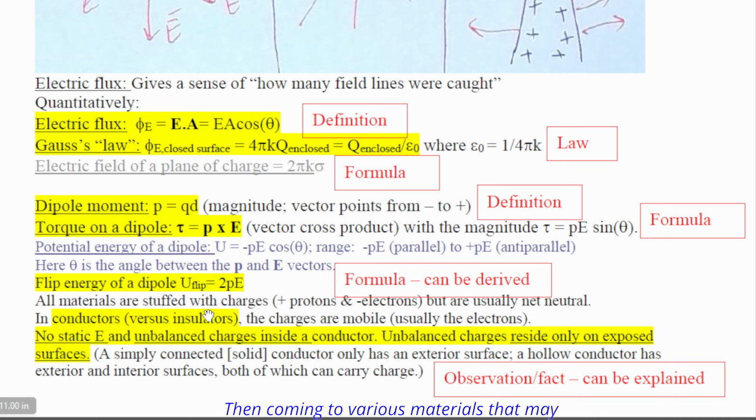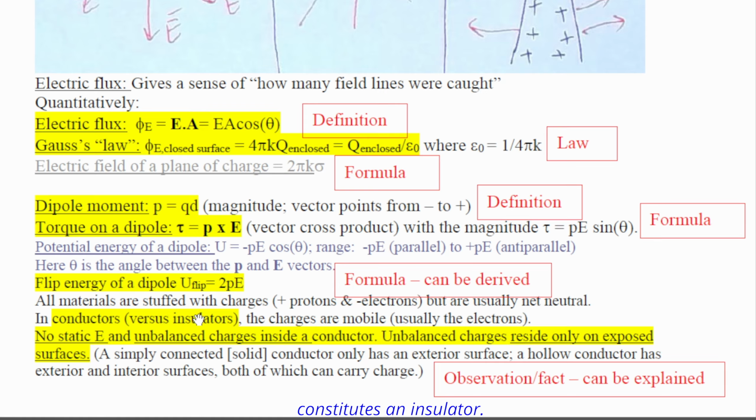Then coming to various materials that may or may not display electrical properties, you have a broad division into conductors versus insulators. Some materials like metals have electrons that are free to move, so as a result they can carry an electric current, they can transfer charge. On the other hand, materials like plastics and glass are insulators. They do have electrons, but those electrons are not mobile. So if the charge is not mobile, this will not conduct electricity.